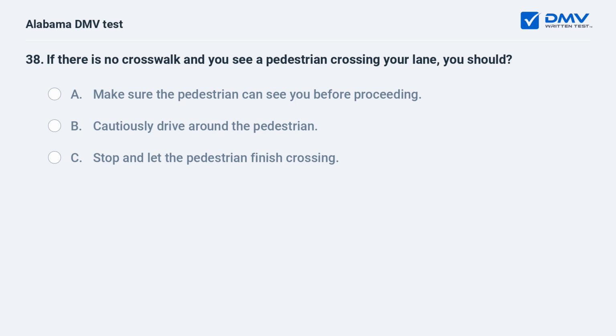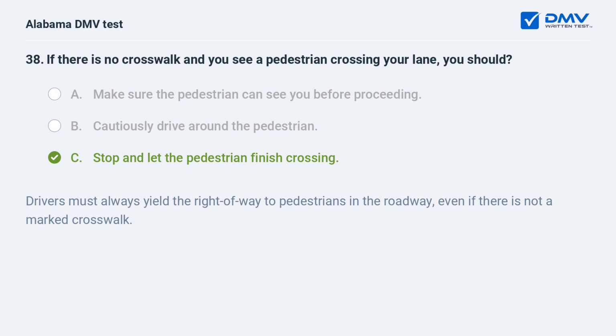If there is no crosswalk and you see a pedestrian crossing your lane, you should A. Make sure the pedestrian can see you before proceeding, B. Cautiously drive around the pedestrian, C. Stop and let the pedestrian finish crossing. C. Stop and let the pedestrian finish crossing.